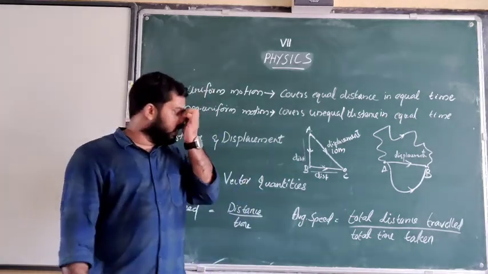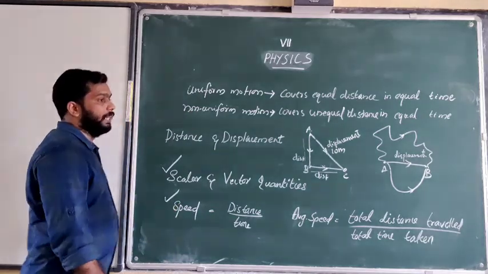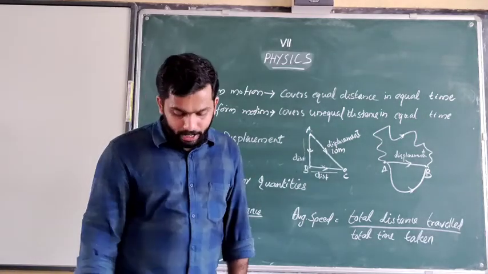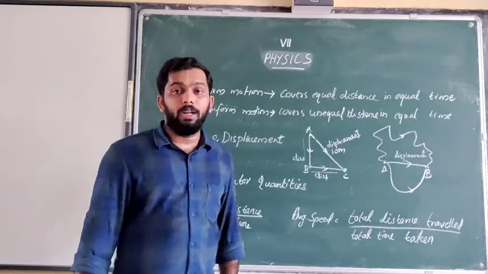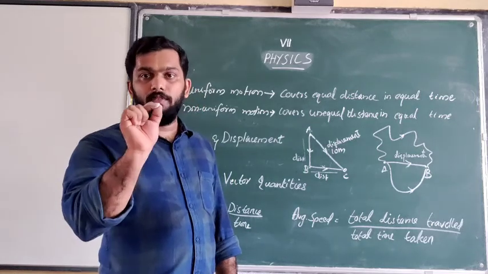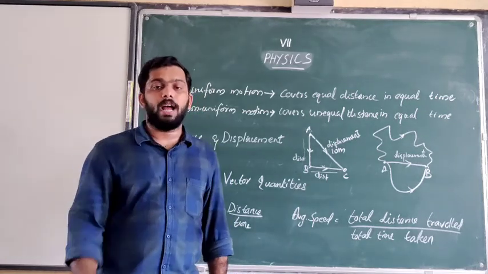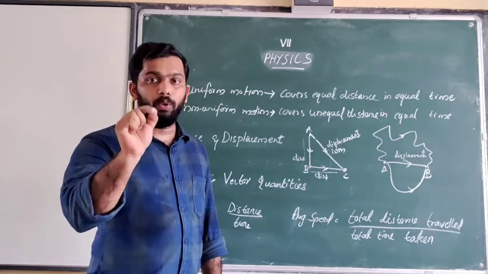Now, the third one is speed. We are going to consider speed. What is speed? Speed is defined as the distance travelled by an object in unit time.